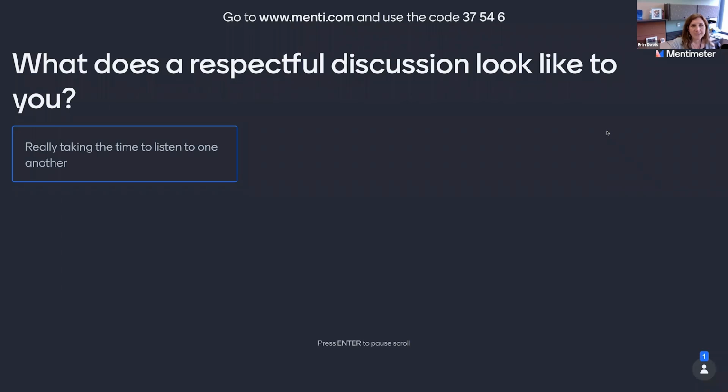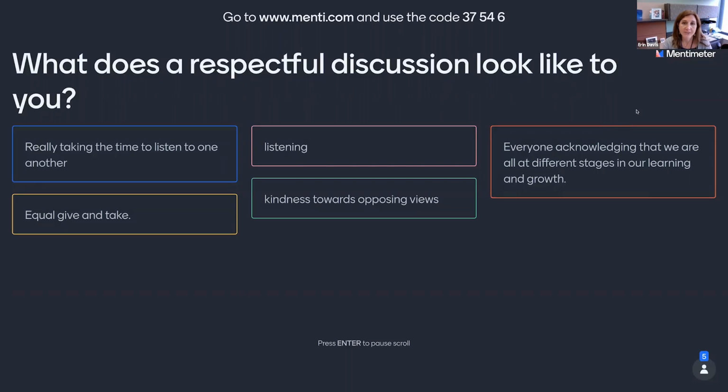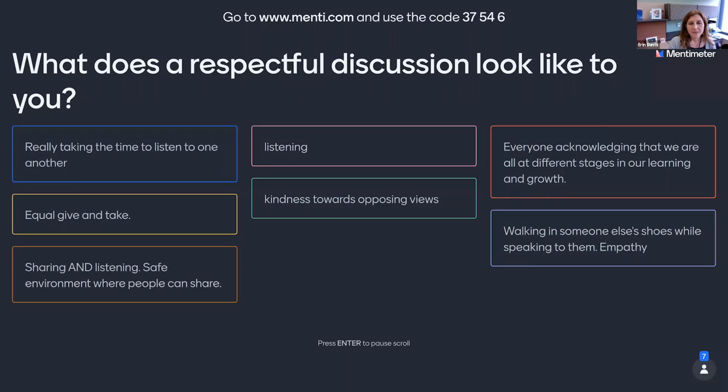So what components would that really look like to you? Okay, so really taking the time to listen to one another, listening, it's all coming in at the same time. Everyone acknowledging that we are all at different stages in our learning and growth. I love that. Equal give and take, kindness towards opposing views, empathy, perspective taking. These are excellent. I think our work here is done. I don't think we need to even go on.